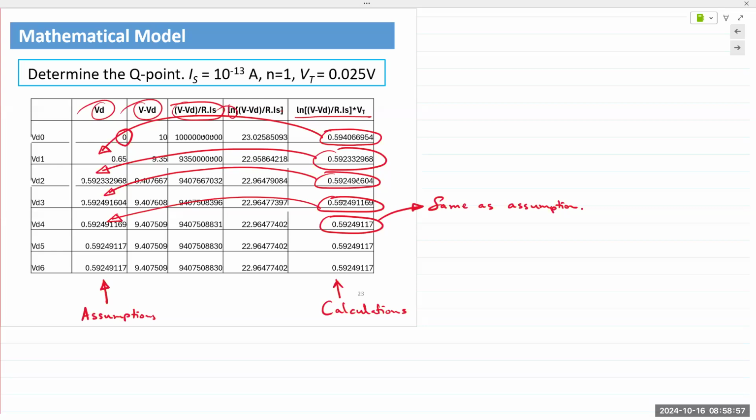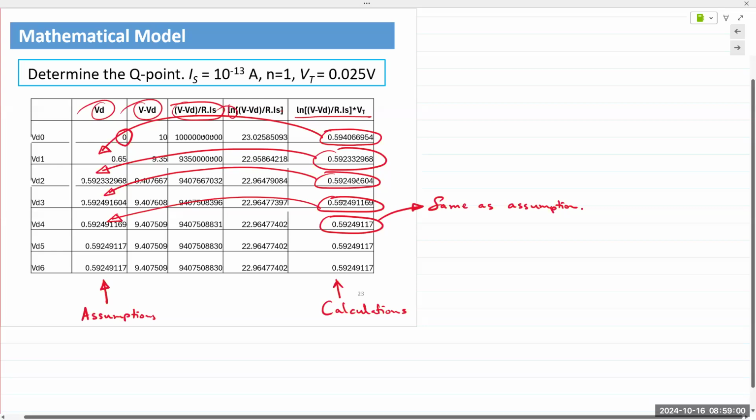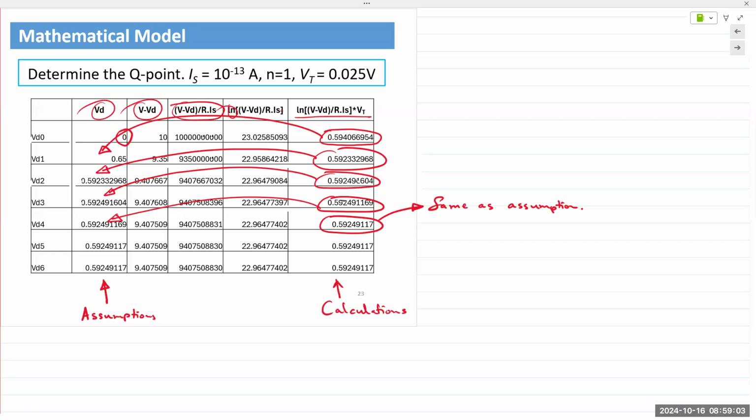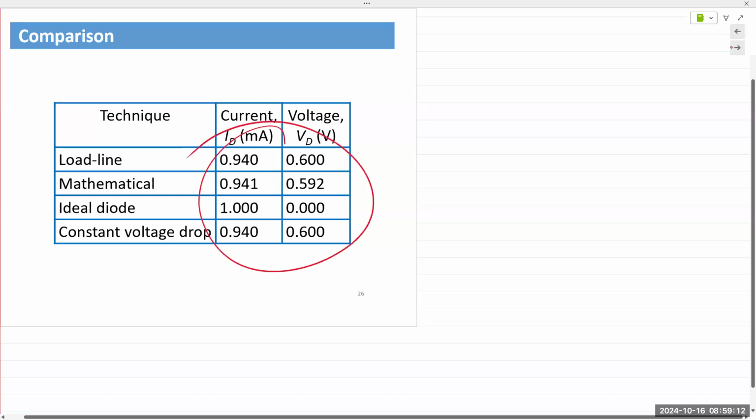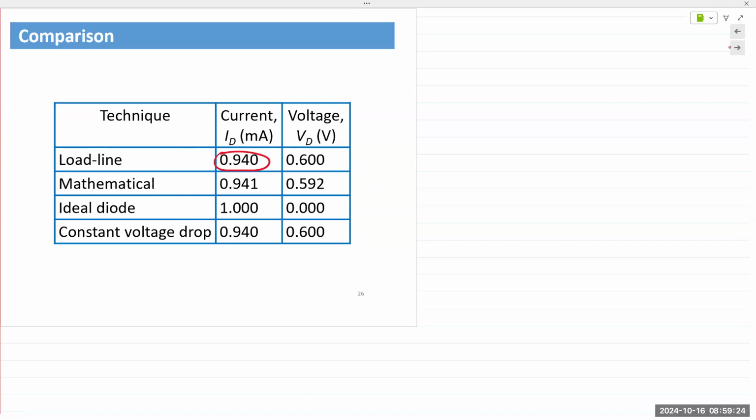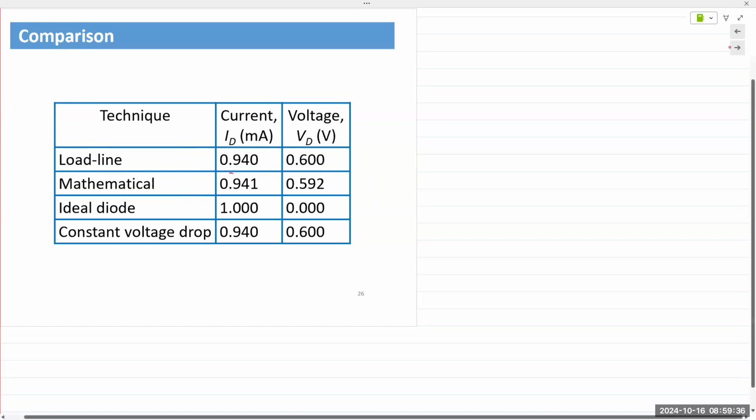Okay. So it's 0.592, and that's the diode voltage we obtained from the mathematical model. If we compare all values using the 4 techniques, which is right here. From the load line analysis, remember we made the assumption eyeballing it. And I said it's about 0.95, but we could say it's between 0.94 and 0.95. So let's say 0.94. So we took 0.94. Mathematically, using the 0.592, if I calculate my diode current, I get 0.941.